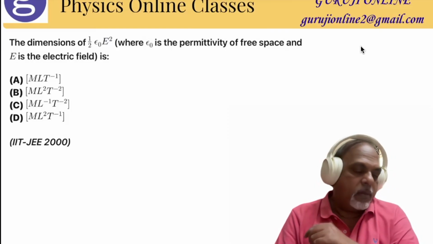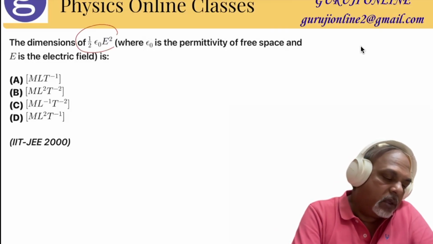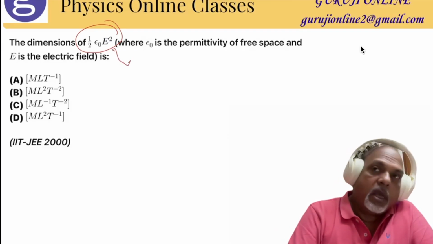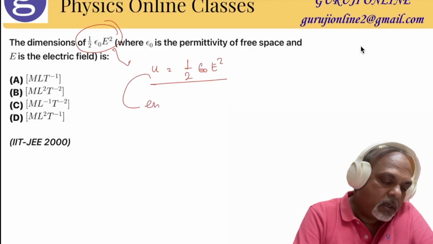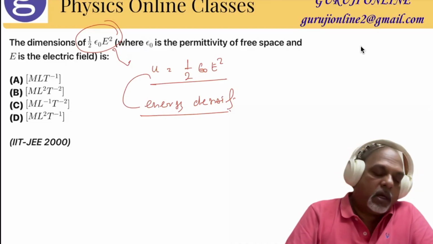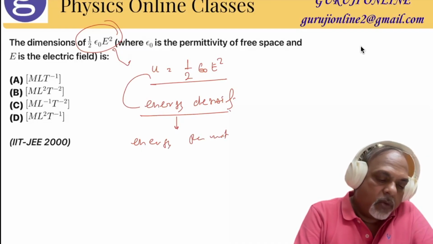So this is a very simple problem. What you have to see is what this is. If you remember, this is energy density, that is U. Energy density is what? Energy per unit volume.